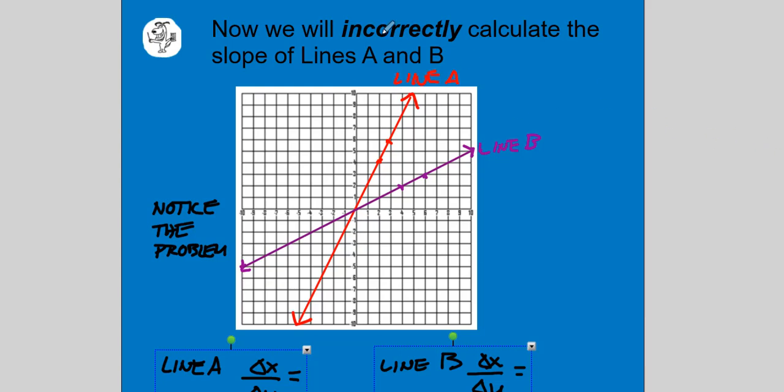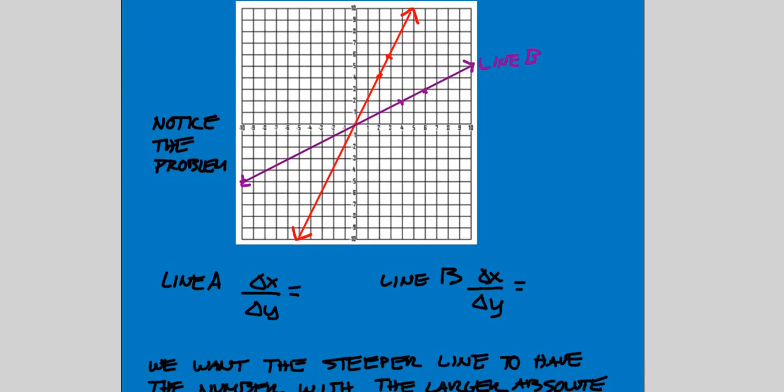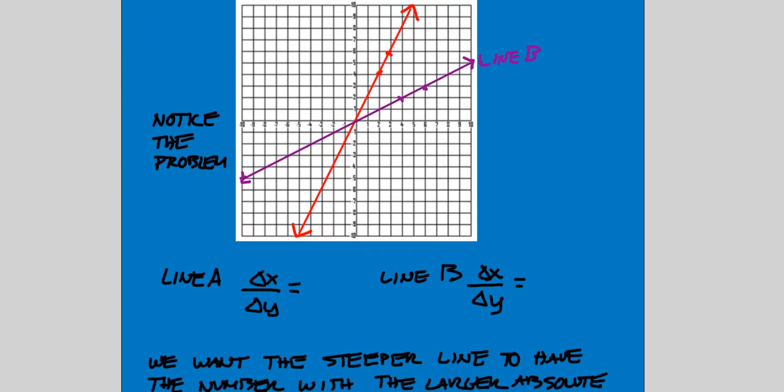Okay, so now we're going to incorrectly calculate the slopes of lines A and B. And this is a common mistake that new students make. So again, I'll do the same thing here. That's a horizontal change of 1, vertical change of 2. This is a horizontal change of 2, vertical change of 1. But students often get the x and y reversed. So what they'll do is they'll take the change in x over change in y, which in this case would be 1/2. And in this case, if they get it backwards, it would be 2 over 1. But that's not right.